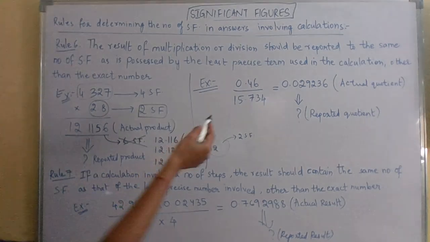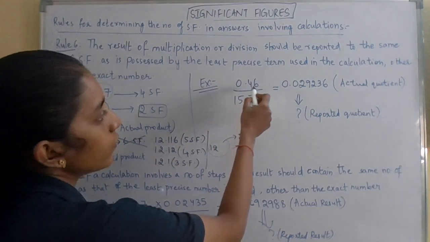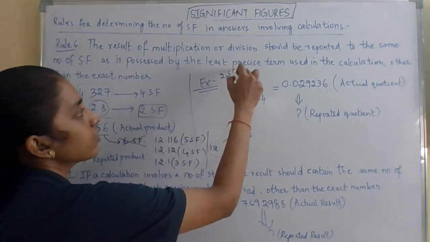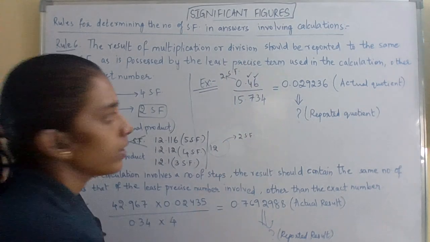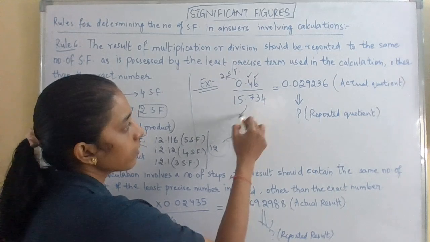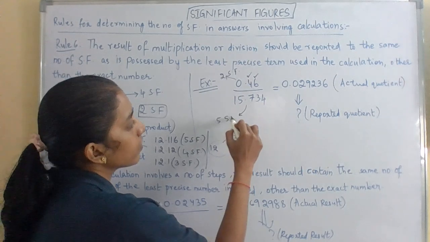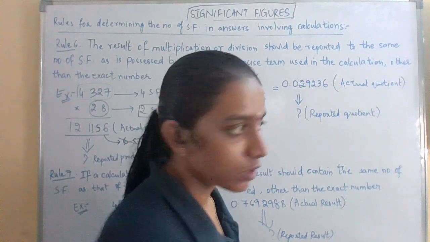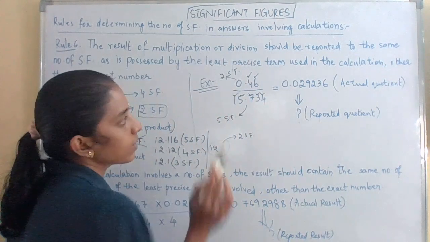Now we'll see division. 0.46, how many significant figures does it have? 2 significant figures, which are 4 and 6. And it is divided by 15.734. How many significant figures does it have? 5 significant figures. All of 1, 5, 7, 3, 4 are non-zero digits. They are significant. 5 significant figures.